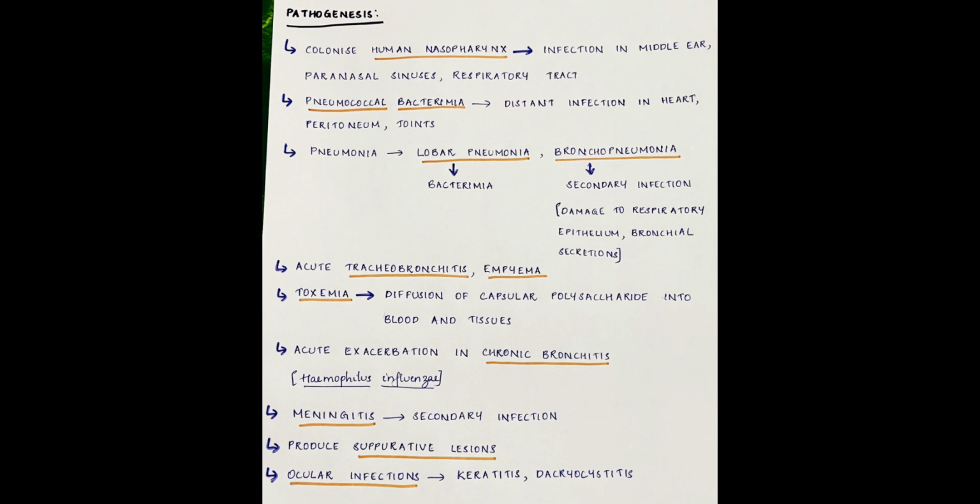Damage to the respiratory epithelium and excessive bronchial secretions caused by the primary infection will facilitate the invasion of Streptococcus pneumoniae along the bronchial tree.